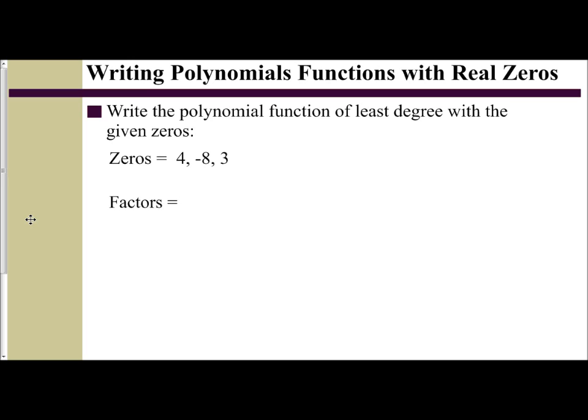We have the zeros of 4, -8, and 3. So to create those factors, remember the little hint: to go from the zeros to the factors, you write down, in a way, the opposite of what you see. I'm going to have x minus 4. Instead of a solution of -8, that means I had x plus 8. Solution of 3, I have x minus 3. And then to find the polynomial, what we're going to do is multiply them out.